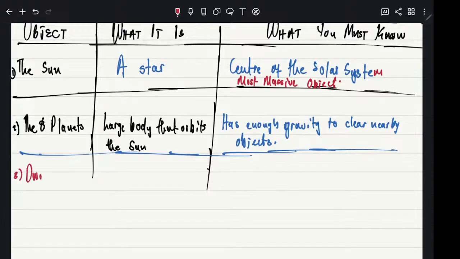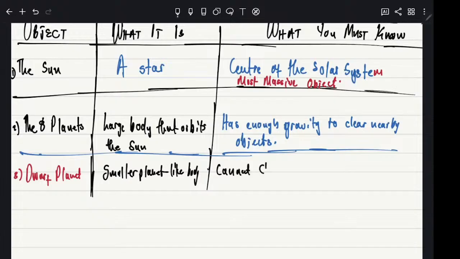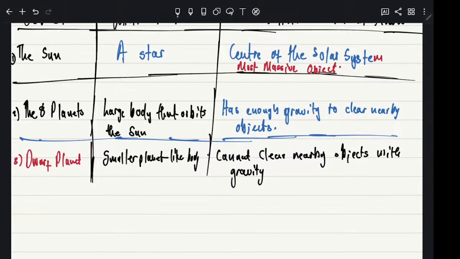What we will be calling a dwarf planet, it doesn't have that ability. It cannot clear nearby objects with gravity. It can't. Its gravity is not strong enough. So this is a smaller planet-like body. Okay? What you must know is it cannot clear nearby objects with gravity. This is what you must know about a dwarf planet. Are we together, guys?